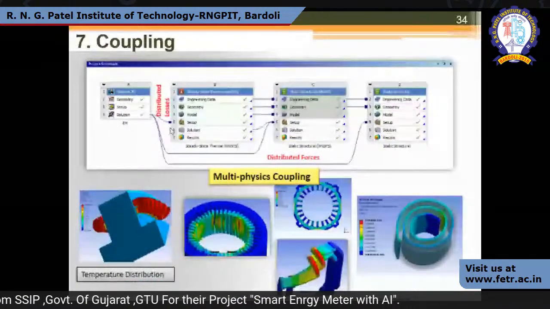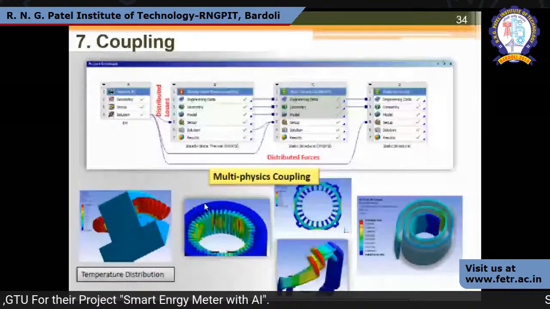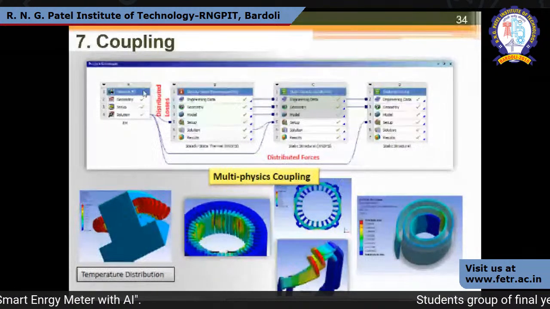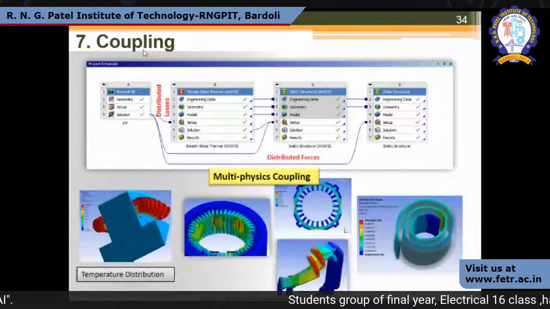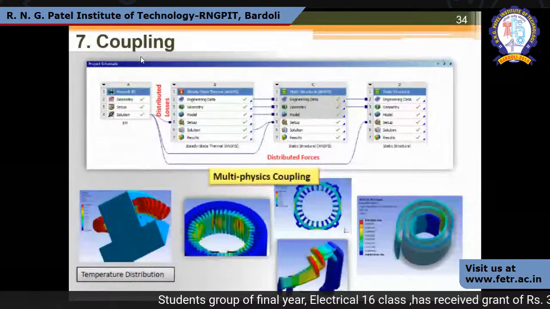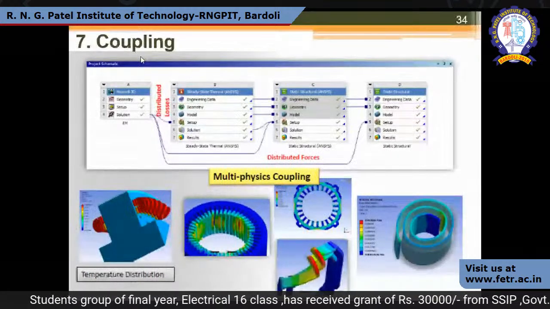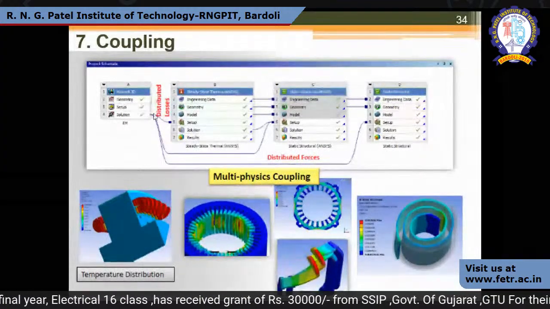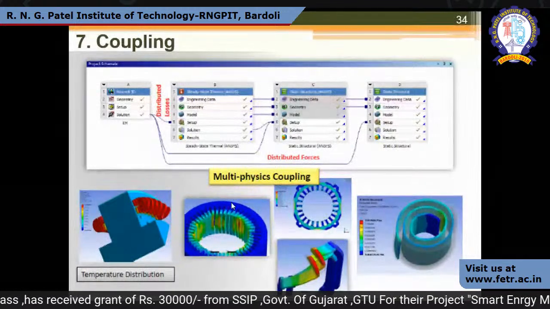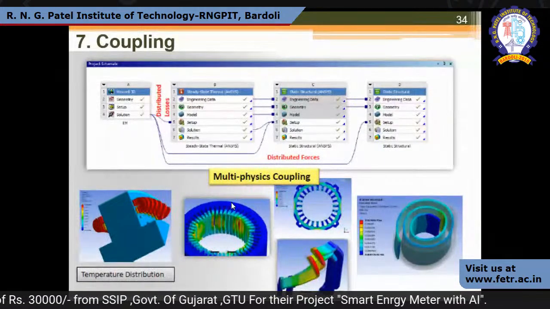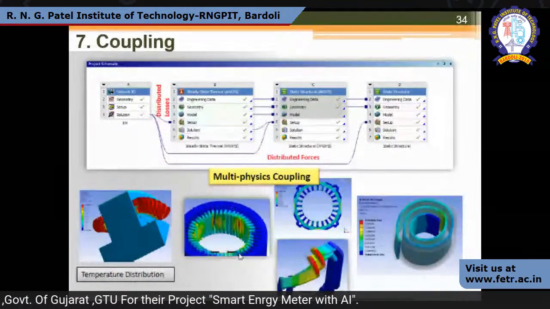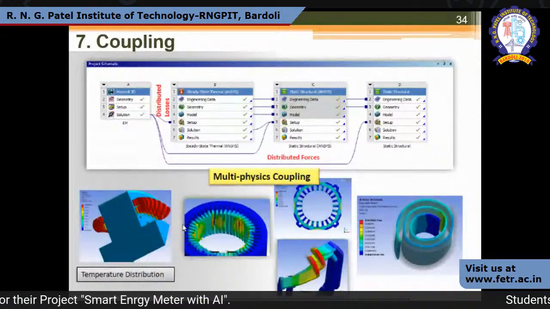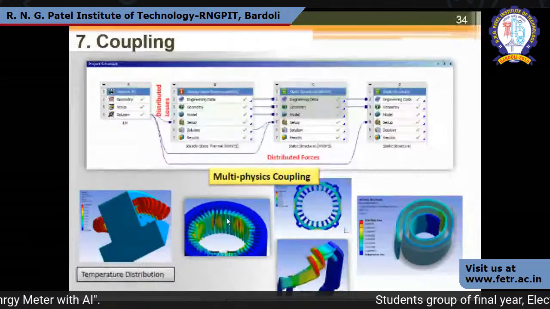Now the coupling. Coupling, it means what? You know that there are two types of coupling. We consider the mechanical coupling, but not only mechanical, there is also electrical coupling. In electrical coupling, the main and important thing is electromagnets, magnetically coupled. So we can also analyze the magnetic coupling.